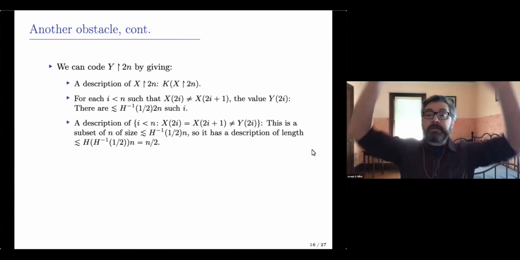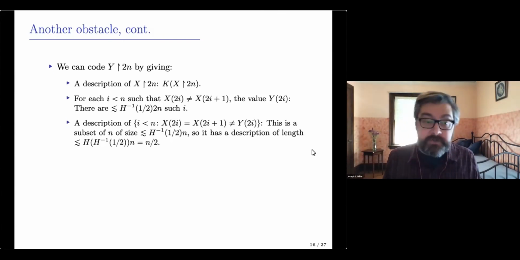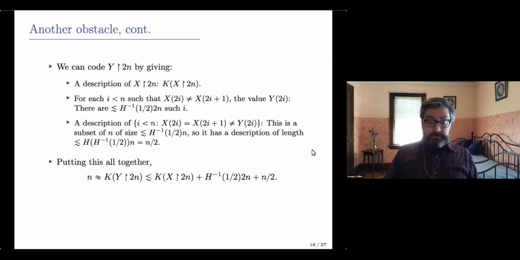Okay, so it has the description of length h of h inverse of 1/2 times n. This is going way back to our original. If we know the density of ones in a sequence, we can compress the sequence. We know how to compress the sequence. So it's h of h inverse of 1/2 times n, or n over 2. Putting it all together, we know that k of y up to n can be given a description essentially of the form: a description of x for the pairs that differ, correct them. And for the pairs that don't differ, because both were changed, you have to tell me which pairs those are.